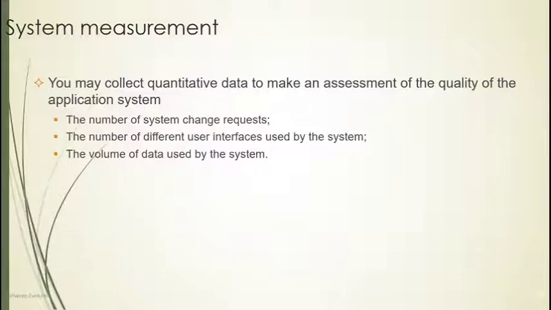If you have a lot of data, it automatically reduces the speed of the system. You can see this in your mobile also: if the space is filled, or even on your computer, if there is no space in the C drive, your system automatically slows down. So these are the system measurements taken for the quality assessment: the number of system change requests, the number of user interfaces, and the volume of data used by the system.